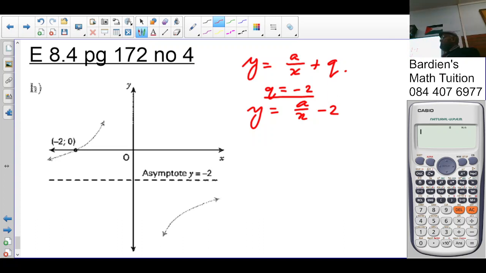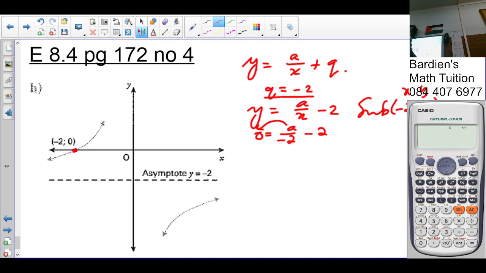So you must use this here. You're going to substitute another point lying on this graph, which is negative 2 and 0, remembering that's x and y. So 0 equals a over negative 2 minus 2. Okay, so what do you do now?